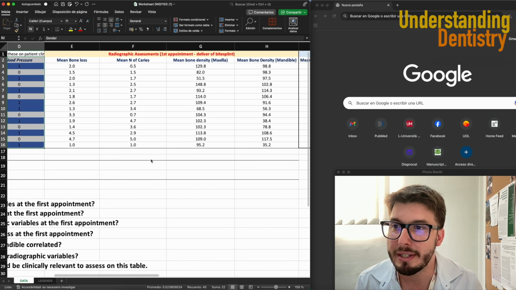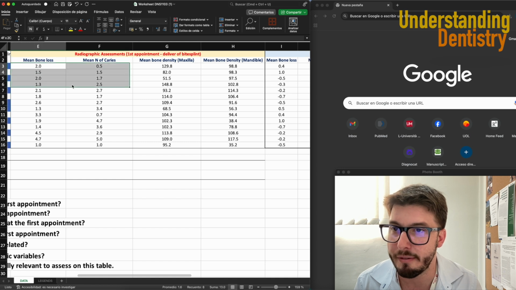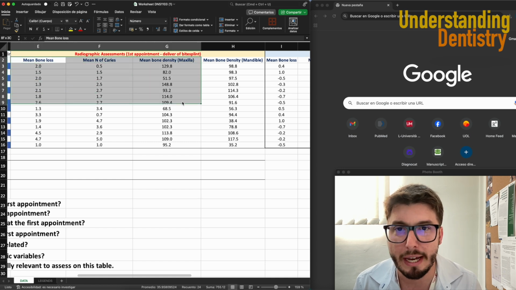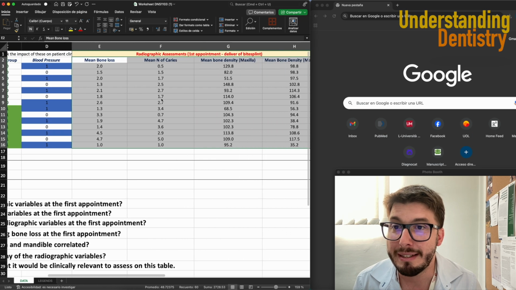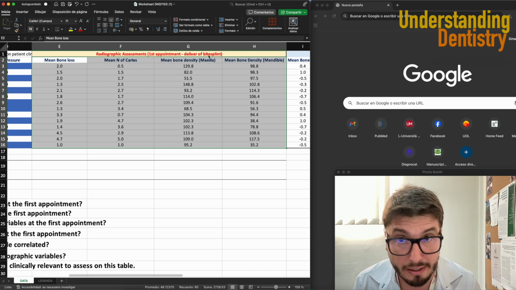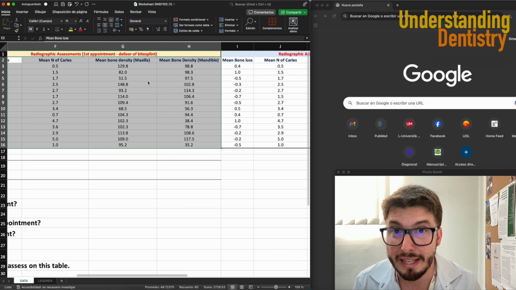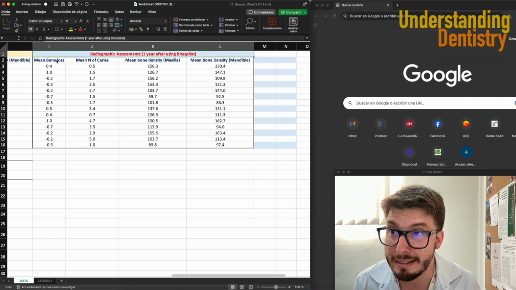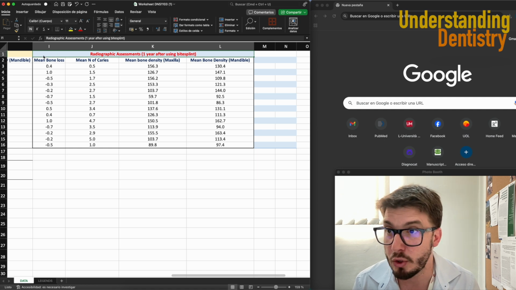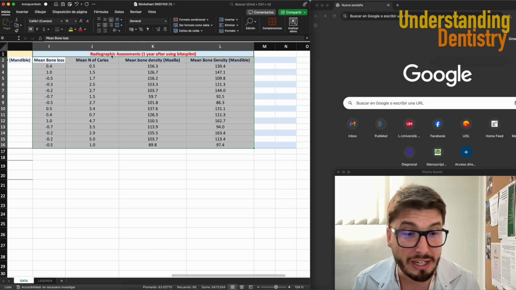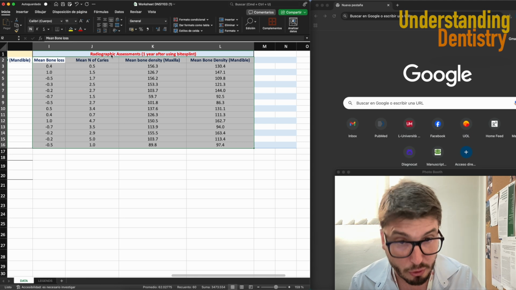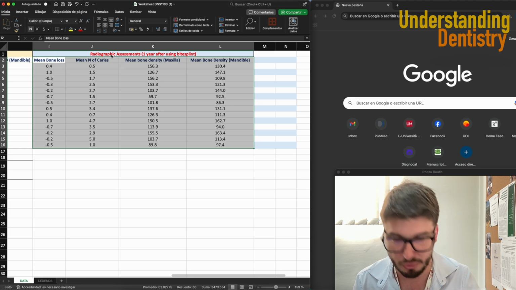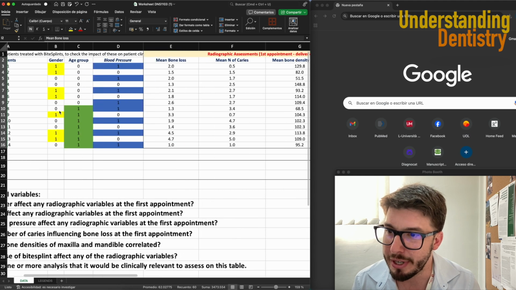Now we have the quantitative variables. So we have radiographic variables, mean bone loss, number of caries. Those are just examples, all right? But they are measured at the first appointment, at the delivery of the bite splint. But then we have the same measurements, take a look at this, taken again after 1 year using the bite splint. So if we are comparing the same patients at different time points, of course we are talking about dependent samples, but we are going to reach this point very soon.